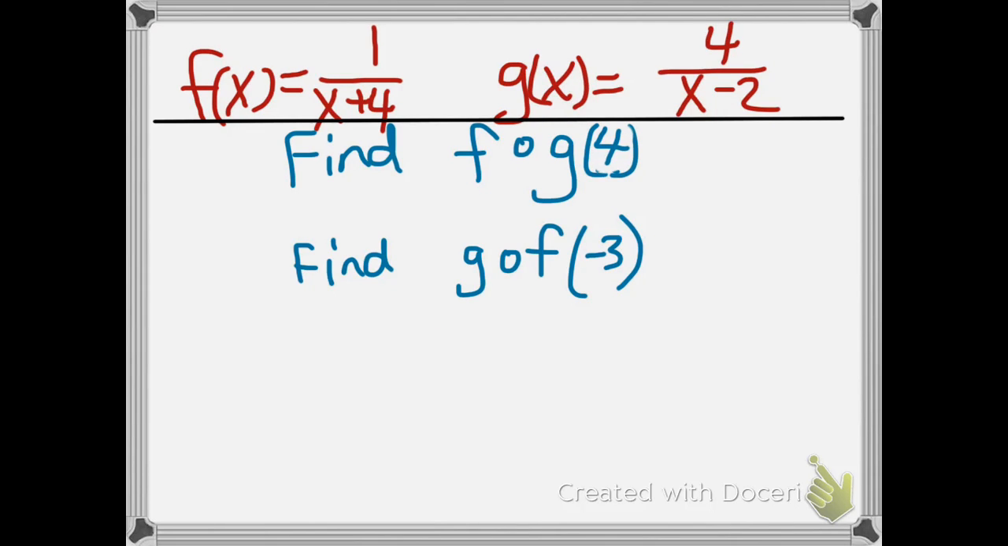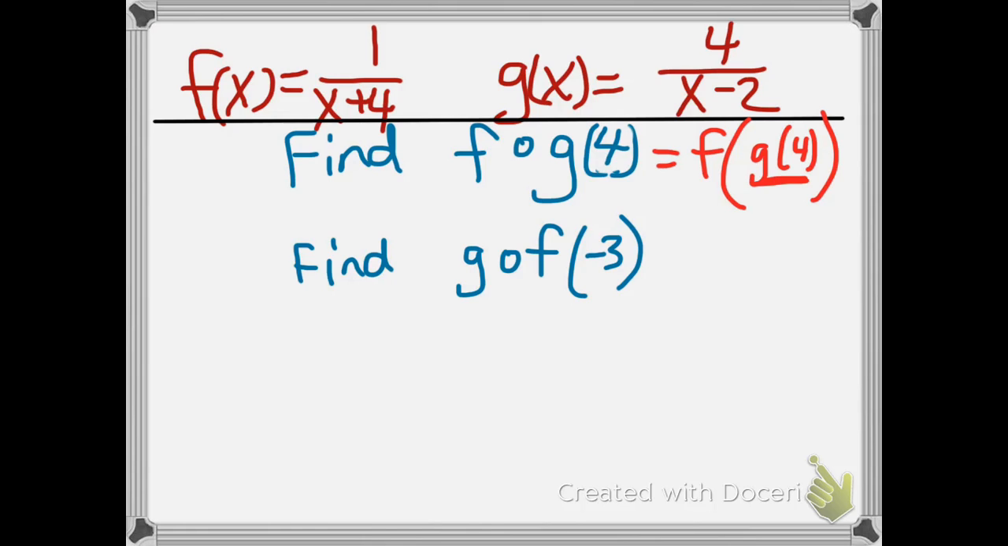All right, let's talk about some examples you'll see for homework. Let's do a couple kind of easy examples with numbers. Okay, find f of g of 4. Another way to write this is f(g(4)). So find g of 4 first. Okay, let's do that. We'll do that mentally.